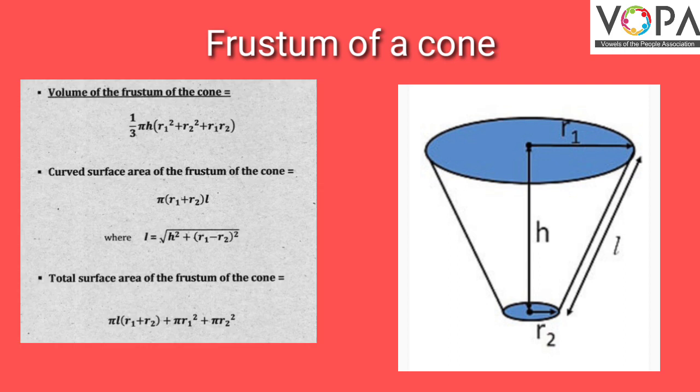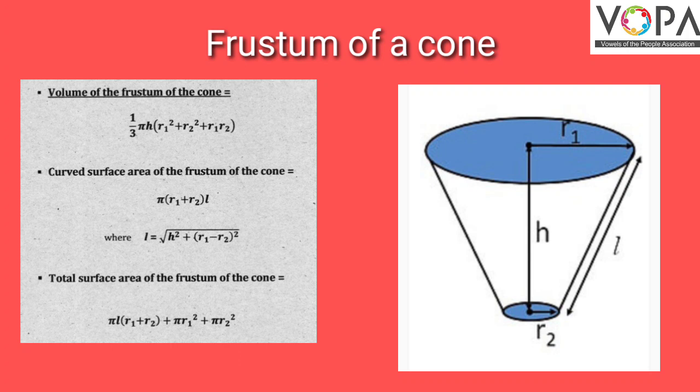We can find the volume of the frustum of a cone using the formula 1/3 pi h in the bracket r1 square plus r2 square plus r1 into r2, and close the bracket.